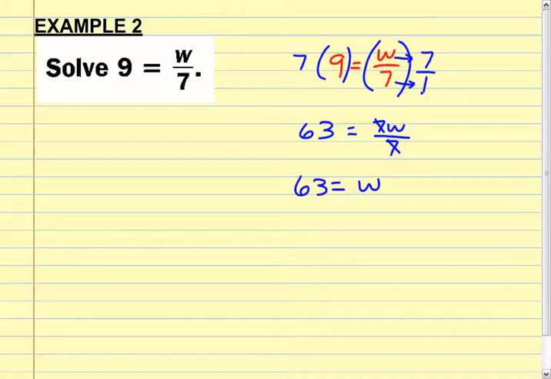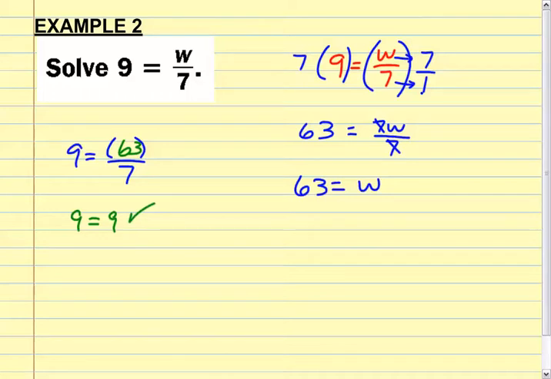Let's check it, Bennett. 9 is equal to parentheses over 7. What do I put in the parentheses? 63. Okay? Let's see if that right side turns into the left side. What is positive 63 divided by positive 7? 9. Is that true? Yes, it is.